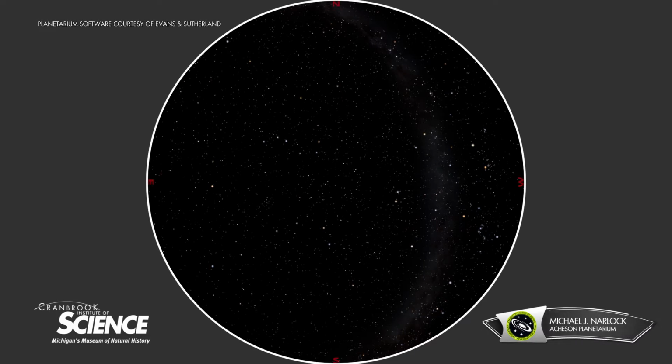Face due south this week and look up to find the bright star Regulus. Regulus is located at the bottom of a backward question mark, or a sickle. This is the head of Leo the Lion. Regulus represents the heart of Leo. It's a multi-star system and one of the brightest stars in the nighttime sky. Its distance is about 80 light years. That means the light we see tonight left the star around 80 years ago.